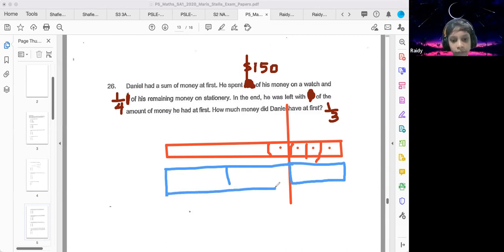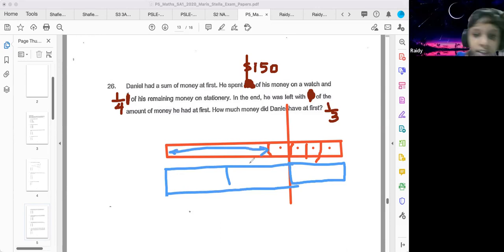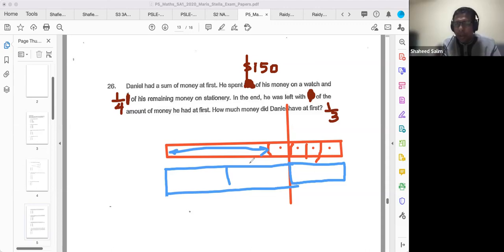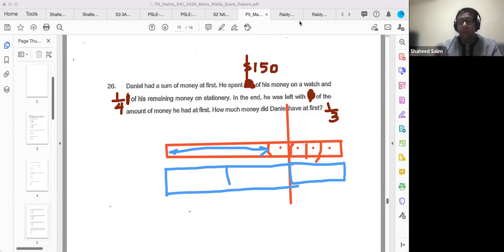Correct. So 3 times 2 equals 6, minus 1, which is 5. 5 is 30. The answer is 30, right? 30. Yes, 1 unit is 30. So how is it? Is it okay? Okay. All right.